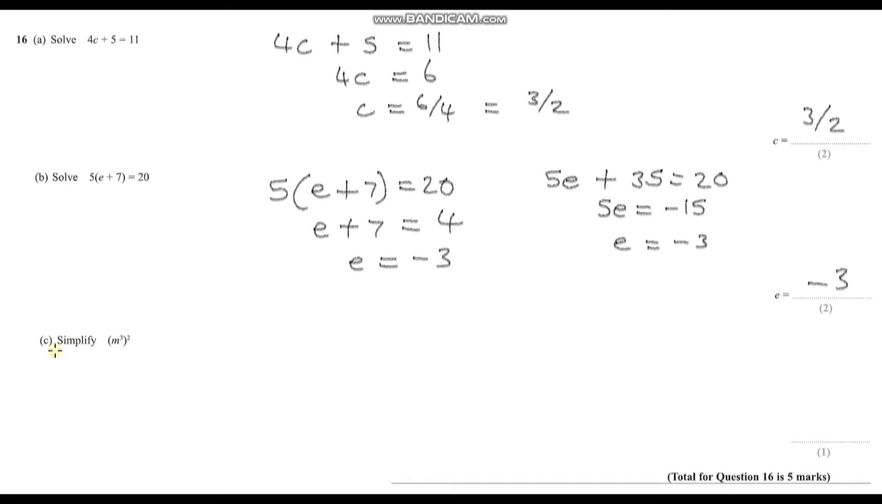Okay, part C, simplify this here. Now it's quite hard to see on the screen, but what we've got is m cubed, and then all of that is being raised to the power 2, or being squared. Now, whenever we raise something to a power and then a further power, we multiply these indices. So that becomes m to the power of 3 times 2, which is 6. So that is our answer, m to the power 6.